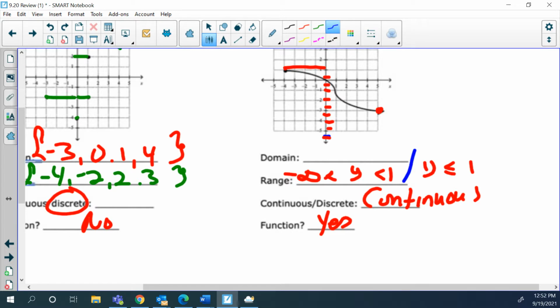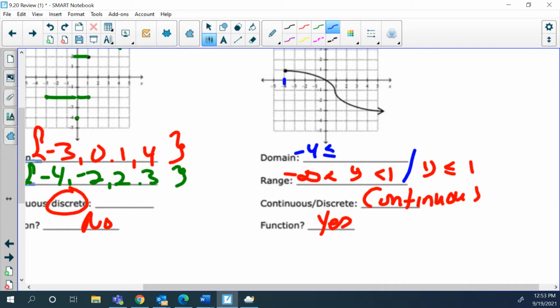All right, domain. Let's talk about domain now. Remember, domain are x values, and I'm going to start at the left side of the graph. Let me go ahead and erase this for a second. And so my domain now on the left side, the graph starts at -4. And if you notice, this is a closed circle, so I'm going to use less than or equal to.